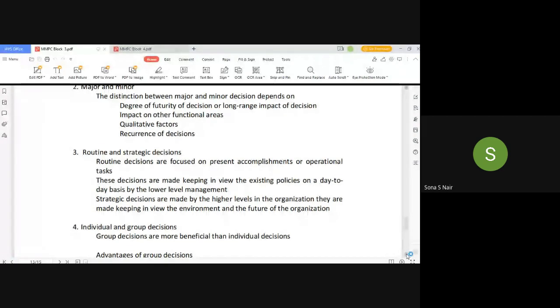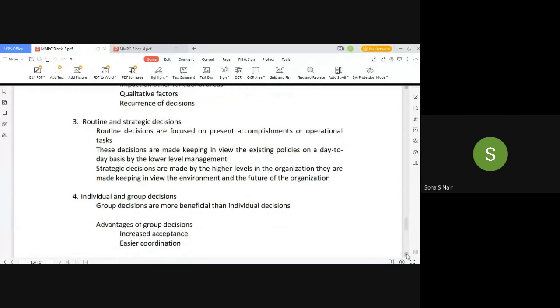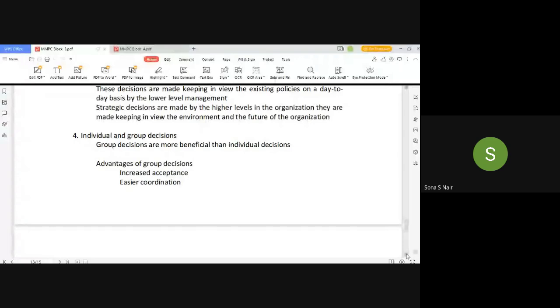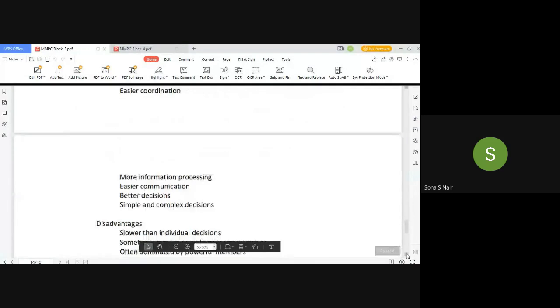So if you try to combine all these three classifications, we can safely say that programmed decisions are generally minor decisions and routine decisions. Non-programmed decisions are generally major decisions and strategic decisions. Another classification which involves the number of people taking the decision is individual and group decisions. Group decisions, you must be knowing, are majorly beneficial over individual decisions because of increased acceptance, easier coordination, more information processing, easier communication, better decisions. And simple and complex is a classification.